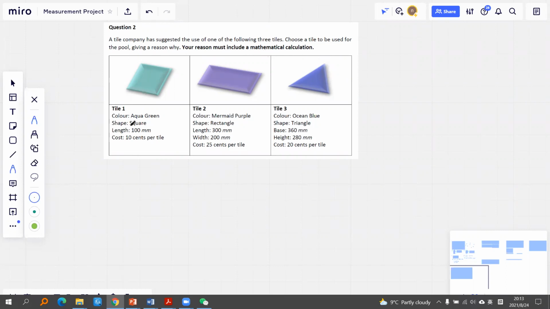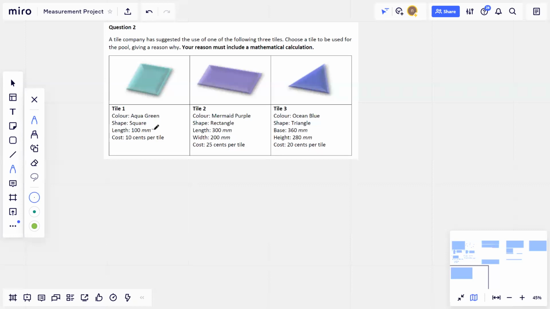So what I will do is first get the area of each tile, and you know the cost. So you find which one is the most reasonable price, the best price. For the length, I would prefer to change 100 millimeter to 10 centimeter first, and then to 0.1 meter. So I will use 0.1 meter for the length.